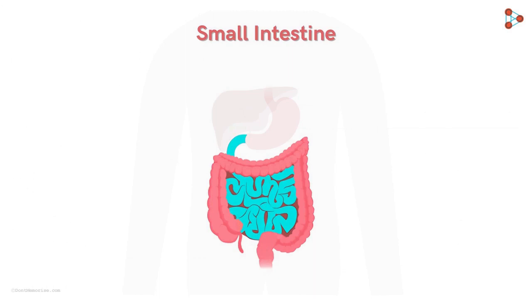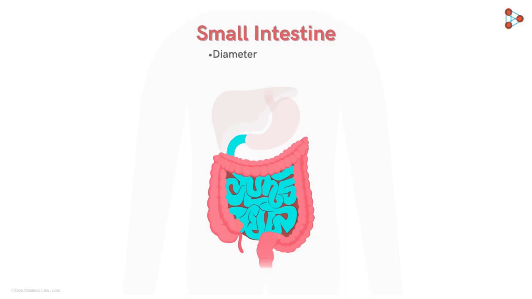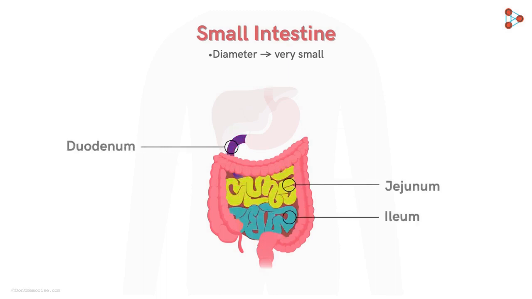But then why is it called the small intestine? Well, that's because the diameter of this tube is quite small. So it's the diameter and not its length that gives it its name. The complete structure is very long, so to understand it better, we divide the coiled part into 3 distinct regions. These are called the duodenum, jejunum and ileum.